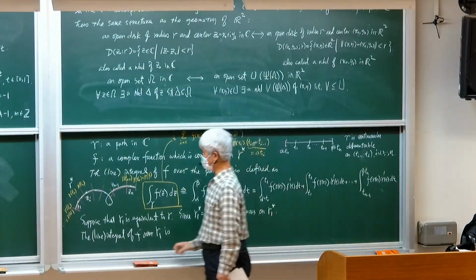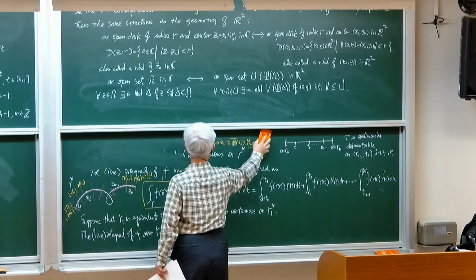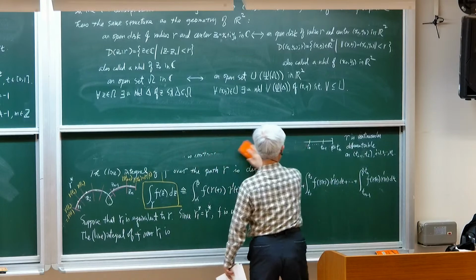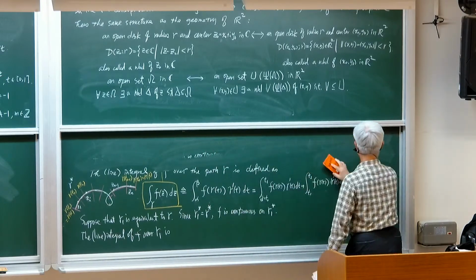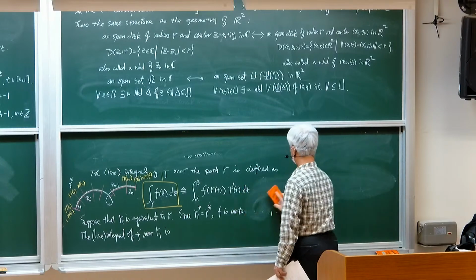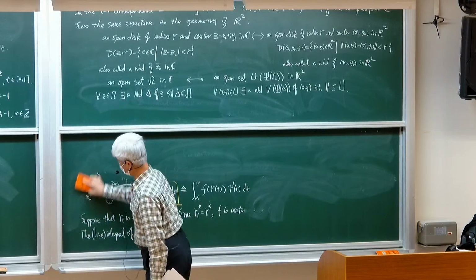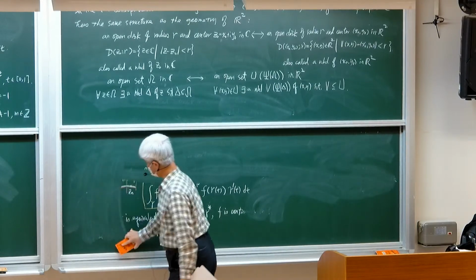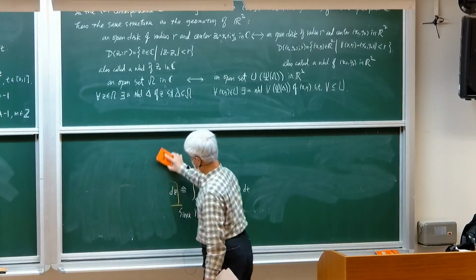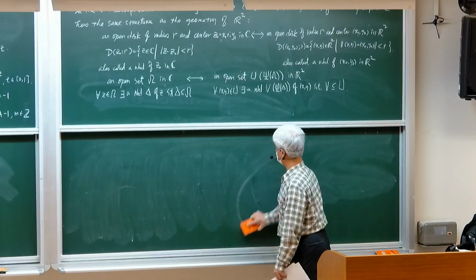So open sets and closed sets can be defined in the complex plane, corresponding to open sets and closed sets in the two-dimensional Euclidean space, right?